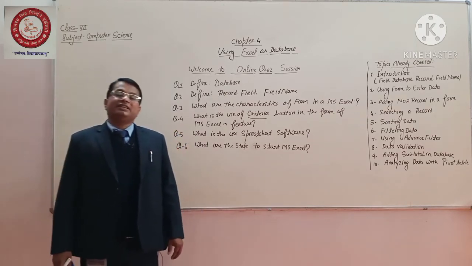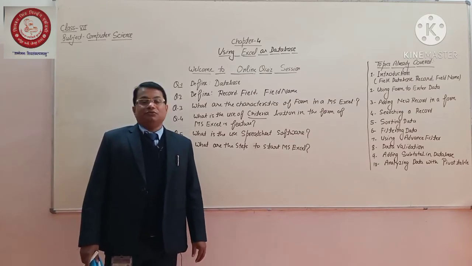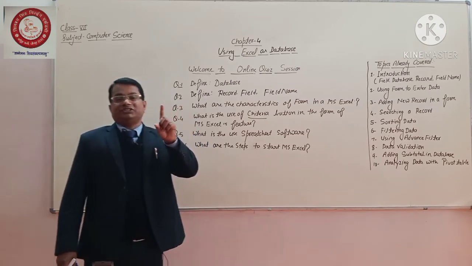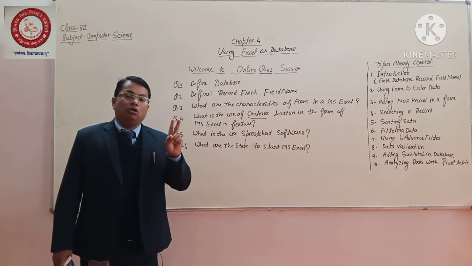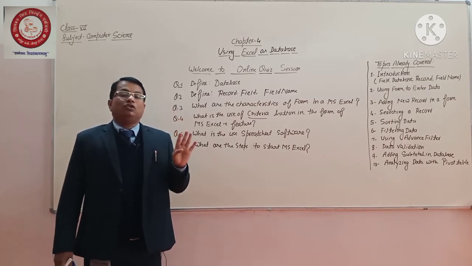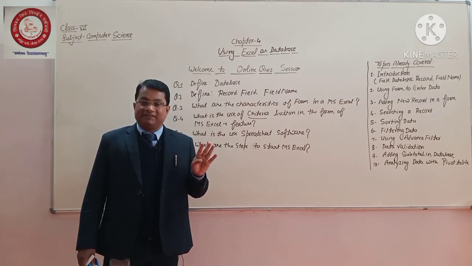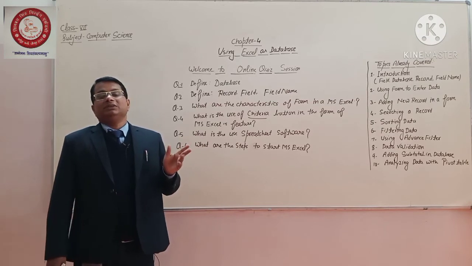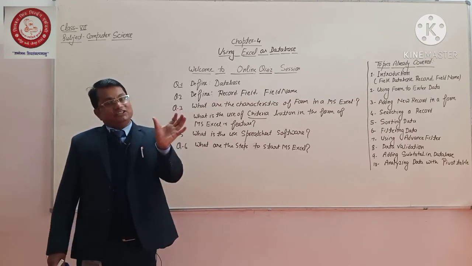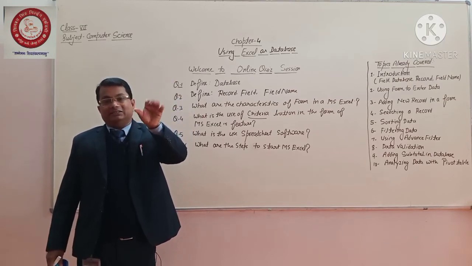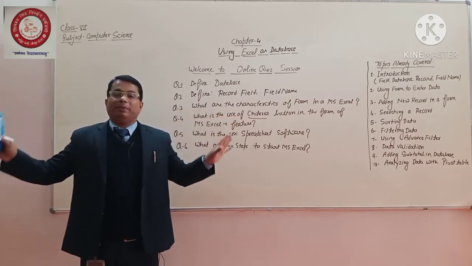Question 6 is asking what are the steps for starting Microsoft Excel. Step number 1, click on Start. Step number 2, click on All Programs. Step number 3, click on Microsoft Office. Step number 4, click on Microsoft Office Excel 2007, or you can say 2010. There is one more method to open it. Once you click on the Start button, there is a search box. Just write Excel, and immediately you will have the Microsoft Excel icon, then click on that. MS Excel will open.